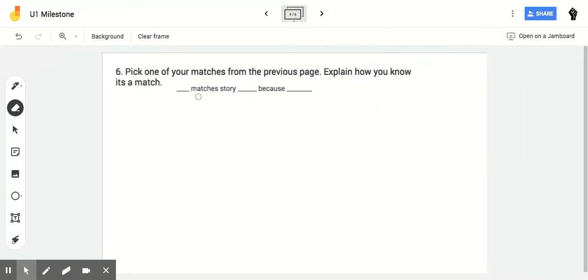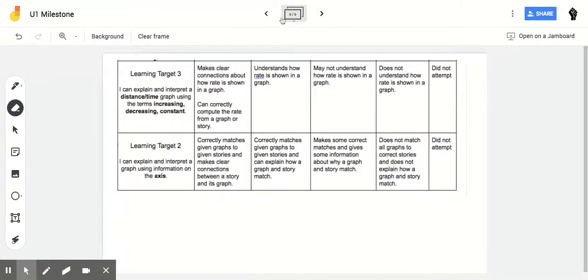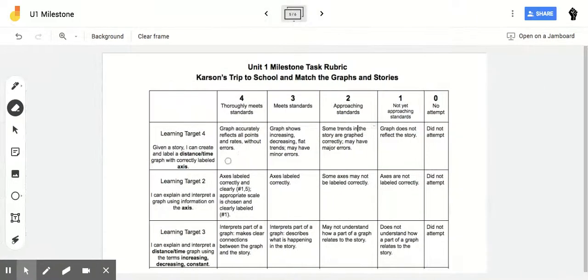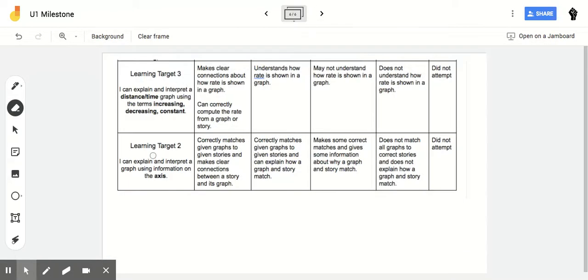The very last question is to just pick one of your matches from the previous page and explain how you know it's a match. So just write a couple of sentences. On the last 2 pages of the milestone, you can see the rubric. You can see that for each learning target, 4 means I completely understand, I could teach this, and a 1 is, okay, I'm just beginning to understand. There are different learning targets for each section of the milestone.